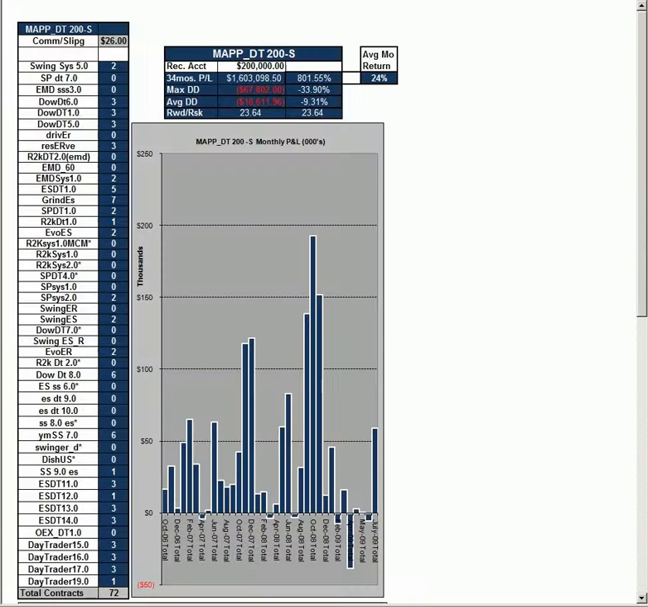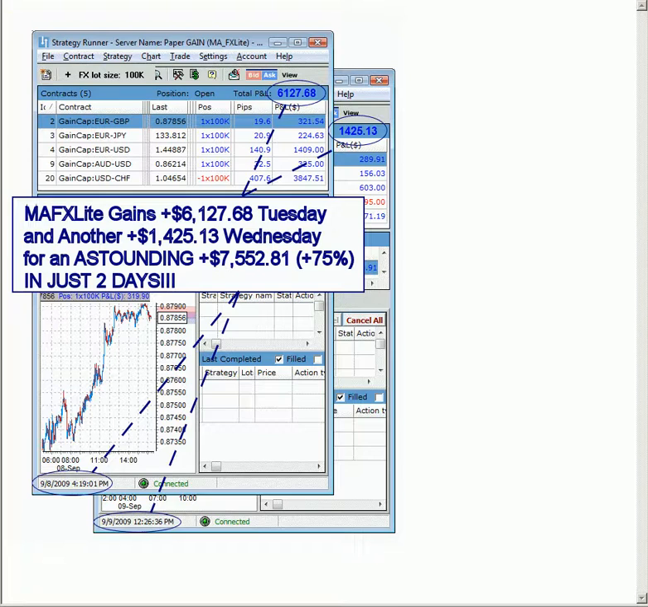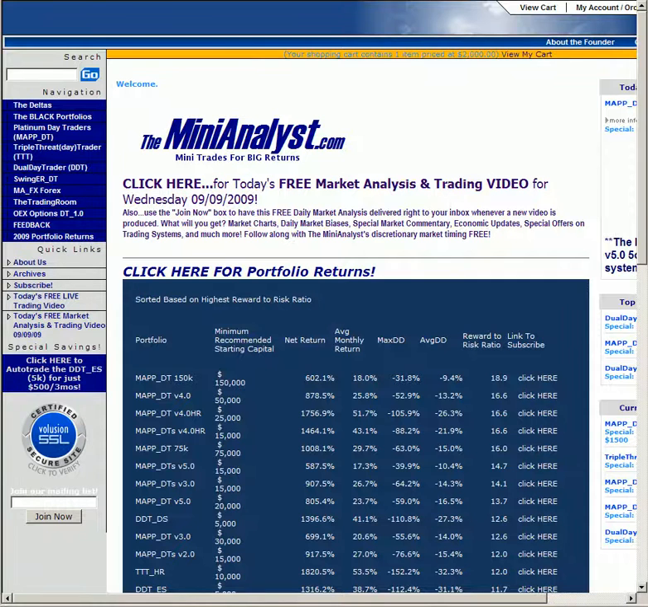So where have our other portfolios been? This is our new MapDT 200S, $200,000 portfolio. As you can see, a 24% return and a 23.64 reward to risk ratio. This includes the MapDT 150, the MapDT version 5.0, and $30,000 worth of swings for a very impressive 72 lot portfolio, $200,000 minimum recommended, and as you can see, a reward to risk ratio of nearly 25 times the risk, as the drawdown is mitigated to just 33.9%. Very impressive portfolio. You can find both of these on our website on the home page right there.